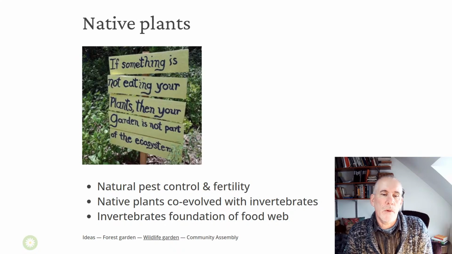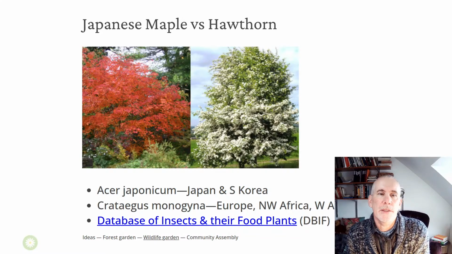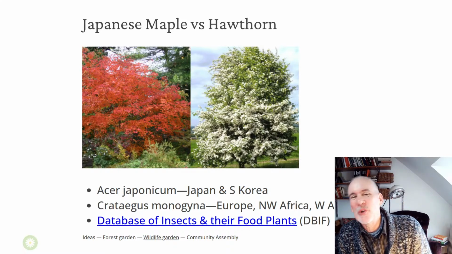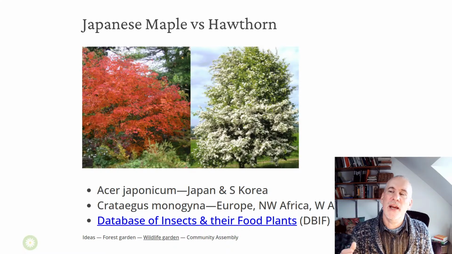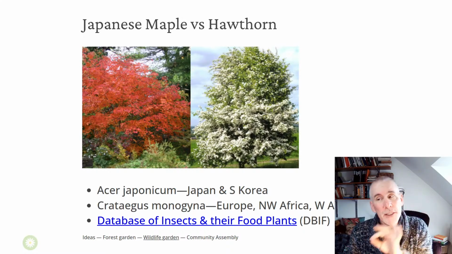So, for example, I just did a very quick example here about native plants, and I like Japanese maples. Do not get me wrong at all, but I prefer hawthorns, and it's not just because of the way they look. It's not just because they have beautiful blossom and amazing berries, but it's also because of the amount of wildlife that they support. And this is in the UK.